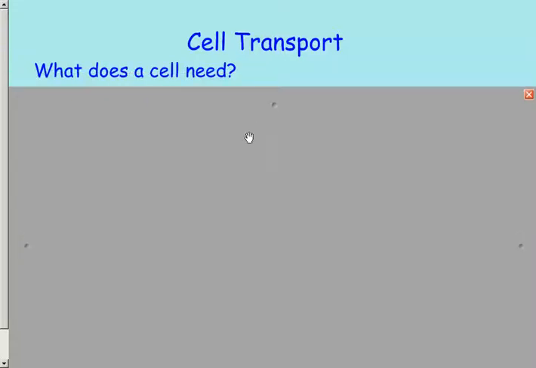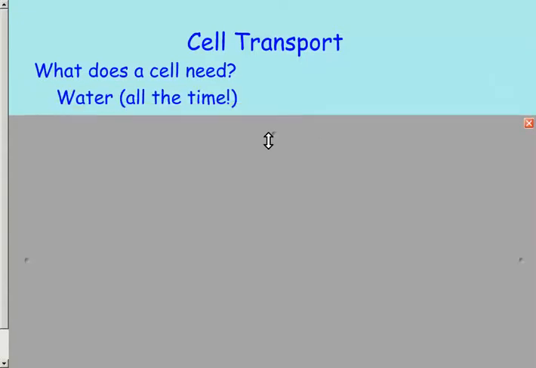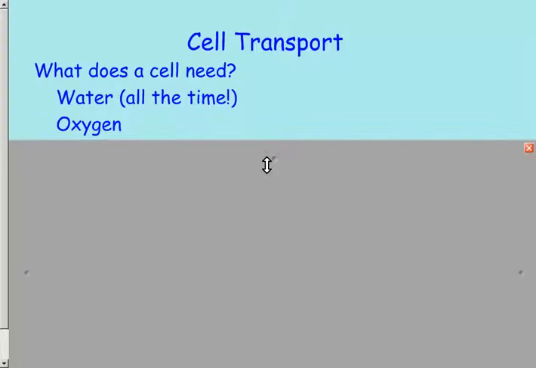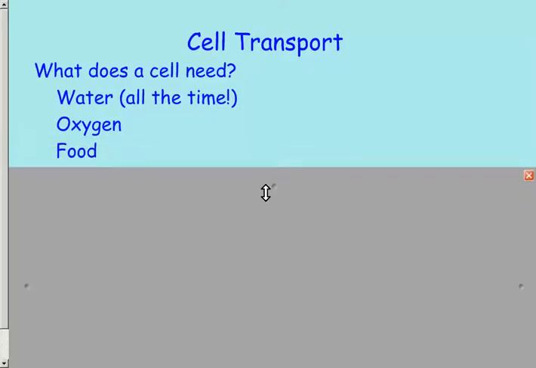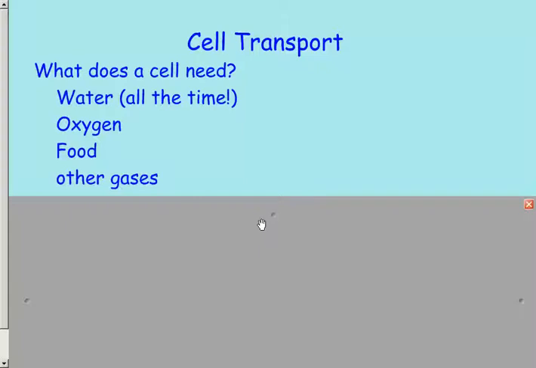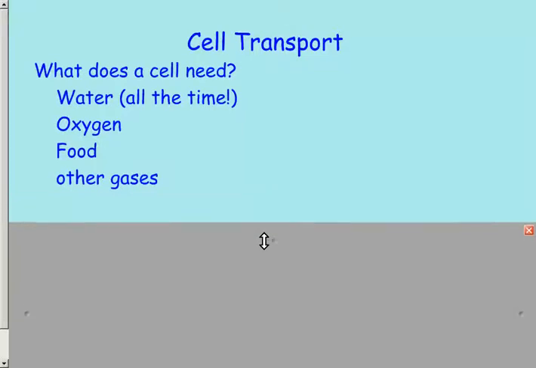But what does a cell need? Well, most of you would probably say oxygen, it needs food, it needs water. Well, it definitely needs water all the time. It needs oxygen, absolutely, and it needs food. But there are other gases that it might need, but we'll go into that later in the year.